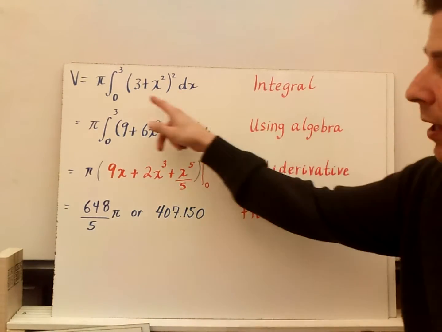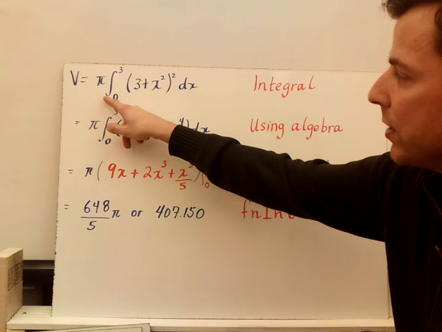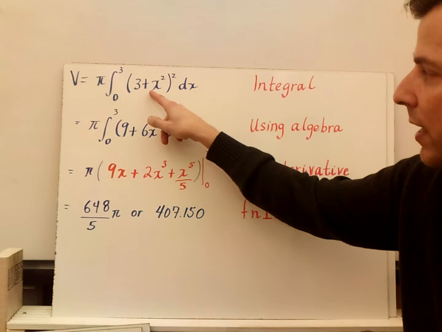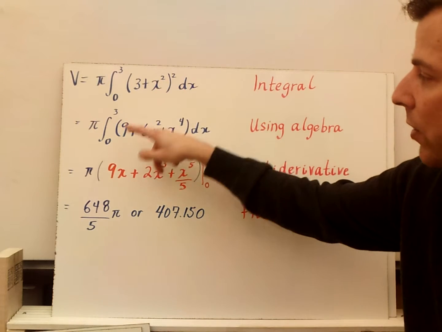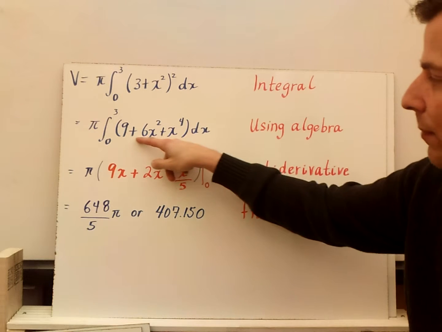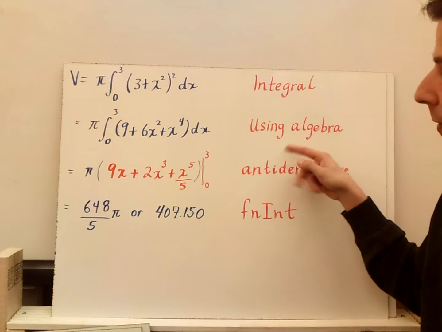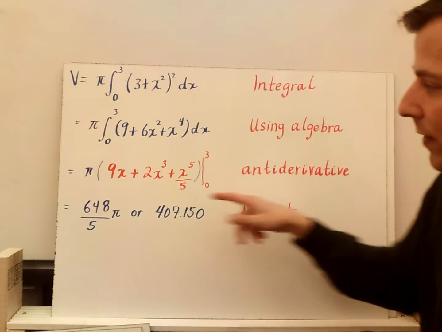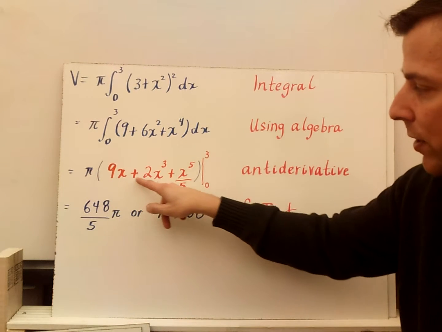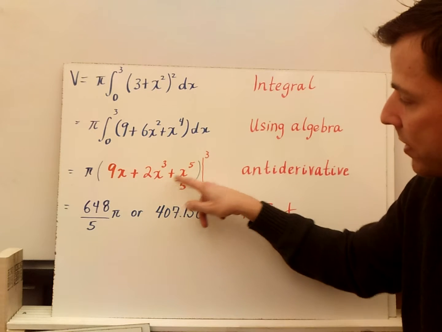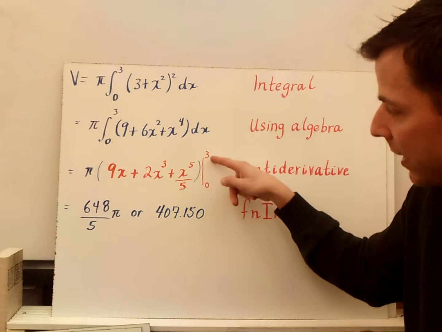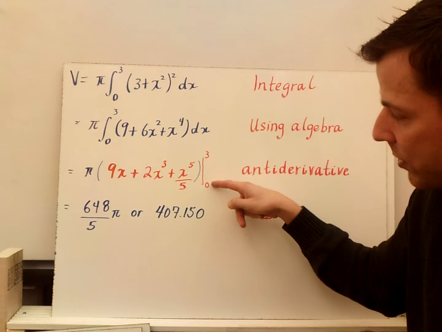Okay, so here's the integral. I rewrote it for you. Pi times the integral from 0 to 3 of 3 plus x squared, squared. And I go ahead and square that out, and this is what I get: 9 plus 6x squared plus x to the 4th. So I used some algebra there. Now I integrate the antiderivative, and I get pi times 9x plus 2x cubed plus x to the 5th over 5, and then I have to evaluate from 0 to 3.